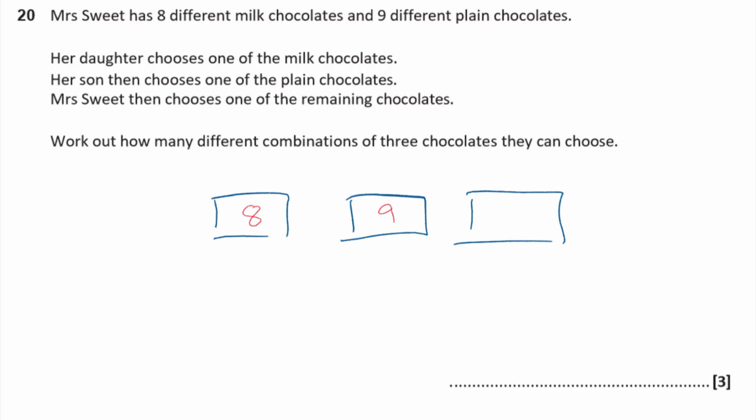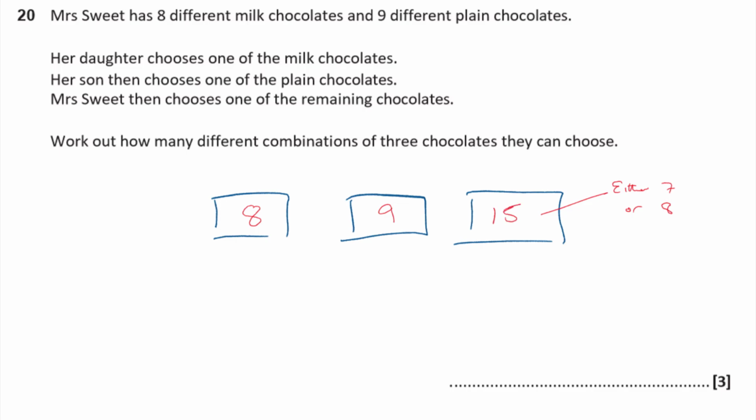Now for Mrs. Sweet, it depends. Either she picks one of the remaining milk chocolates, so after her daughter has picked one, there should be 7, or she picks one of the remaining plain chocolates, which after her son has picked one, there should be 8. So either 7 or 8. So altogether she's got a choice of 15 different chocolates, hasn't she? So she's got 15 different choices.